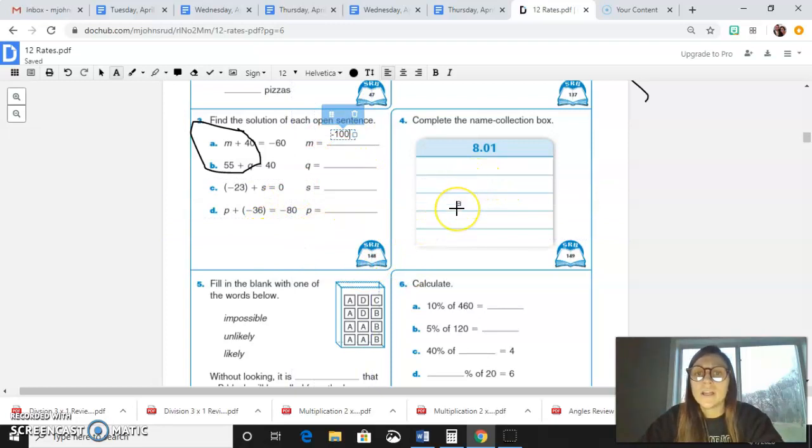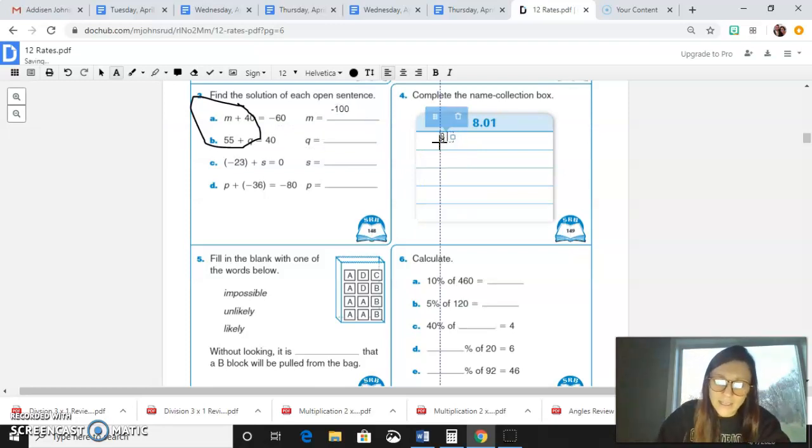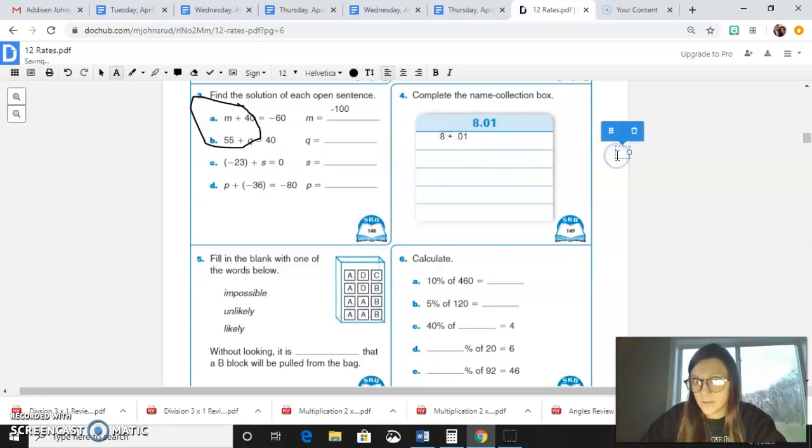For number 4, complete the name collection box. It says 8.01. So what you need to do here in these 5 spots is tell me ways that you can get 8.01. So I know that 8 plus 0.01 is 8.01. Now you need to find 4 more. Kind of have fun with this. I'd like to see what you come up with instead of just doing like 8 plus 0.1 minus 0.1 plus 0.1. Kind of have fun with this so I can see what you come up with for those.